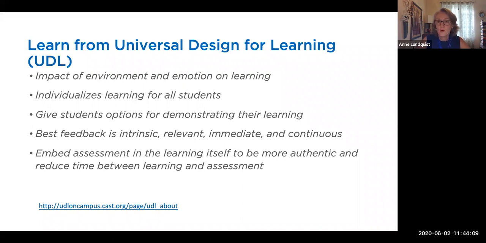We can learn from quite a lot of other fields outside of the assessment field. One of those is universal design for learning, and often in a teaching and learning center on your campus, you probably have some experts in this area. Universal design takes into account the impact of the environment and emotion on learning. Our ability to learn is impacted by that, and it acknowledges it. It individualizes learning for all students, giving options for students to demonstrate their learning so it doesn't all have to look the same.